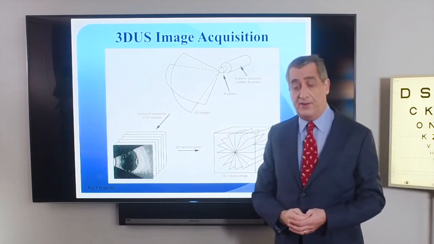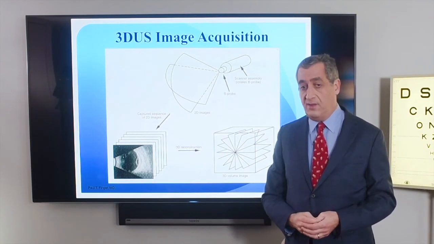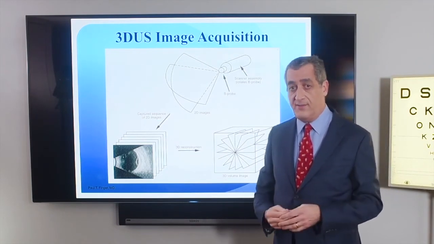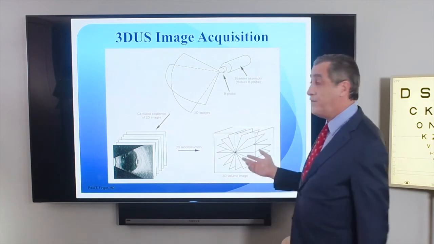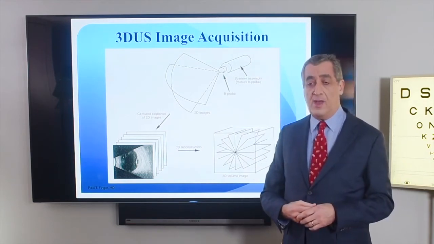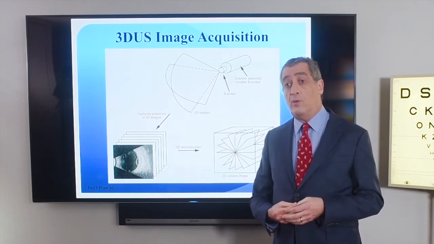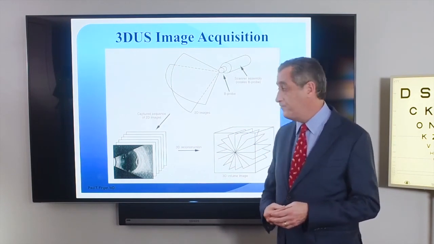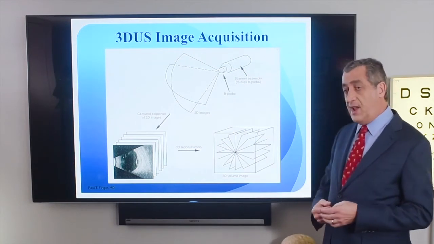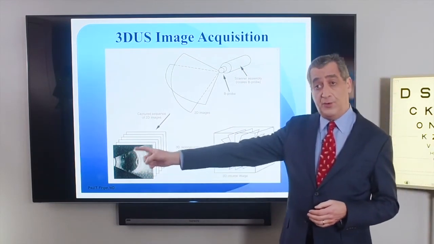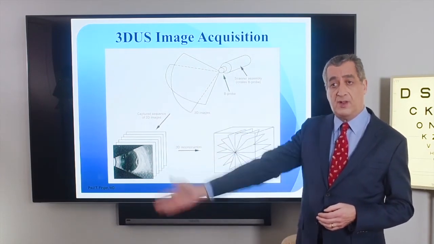The next generation, which occurred in the 90s and unfortunately in ophthalmology disappeared about 10 years ago, is three-dimensional ultrasound imaging. I'm including that in this lecture because I believe that we will once again have 3D imaging as time goes by. But the concept here is we had A scan, which was a pencil. We had B scan, which was a two-dimensional cut.